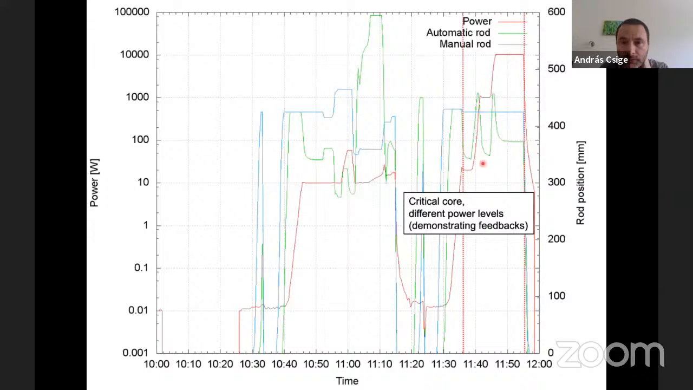You see that the equilibrium positions for the automatic rod were different for the different power levels. Here, here, and here. The higher power levels resulted in a higher equilibrium position because of the negative temperature feedback of the core. This negative feedback is important for reactor safety. It helps to stabilize reactor power level.